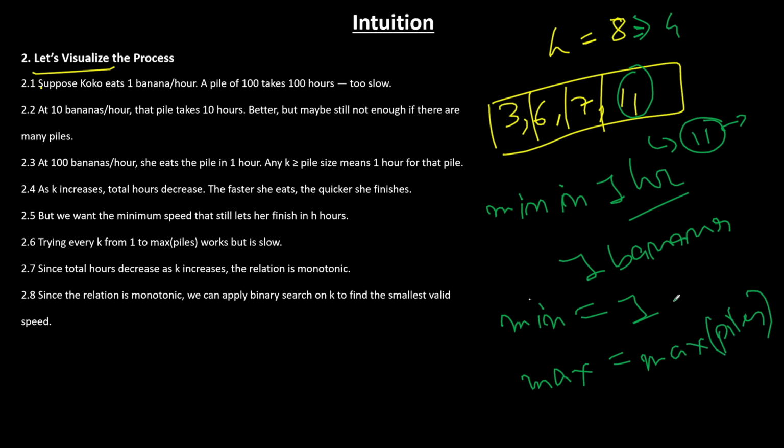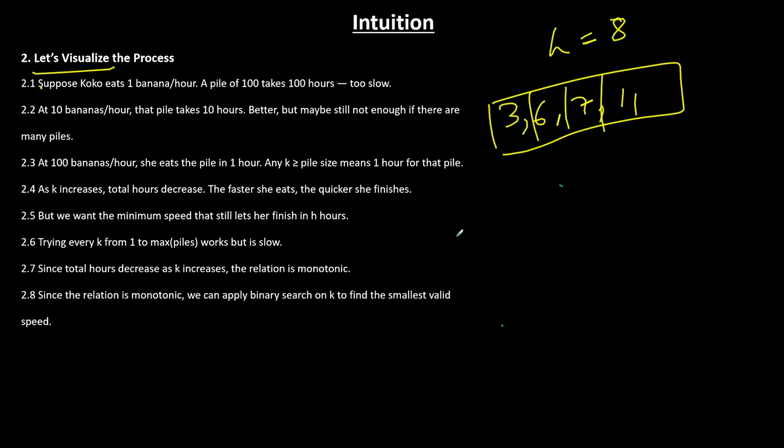One thing is sorted from here. Now you have figured that out, okay? I will write it here. Min could be 1, and max would be the max of the piles, okay? Or the array.